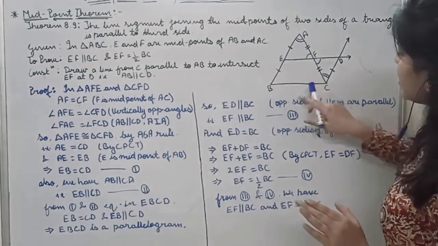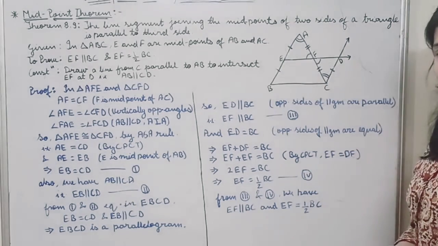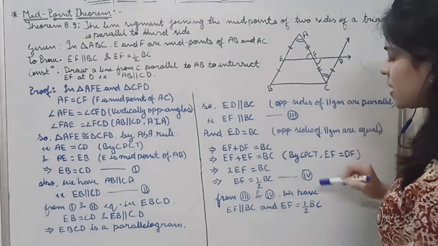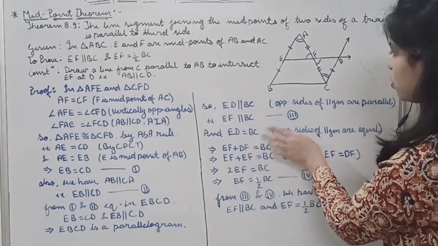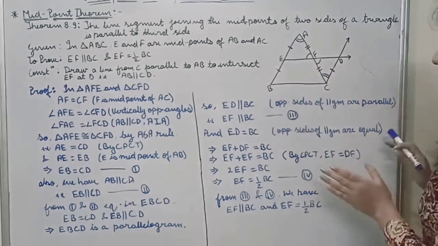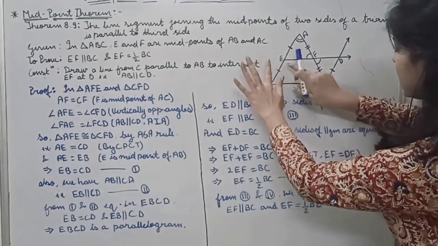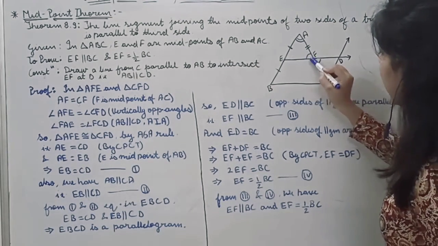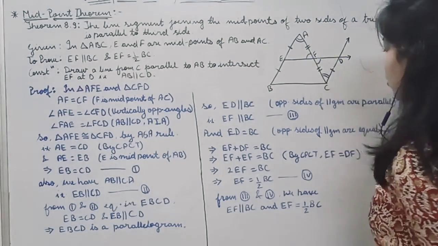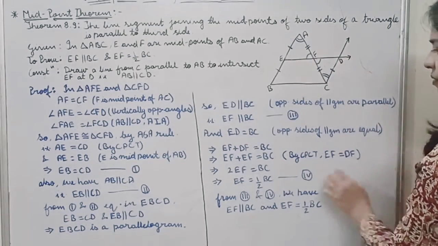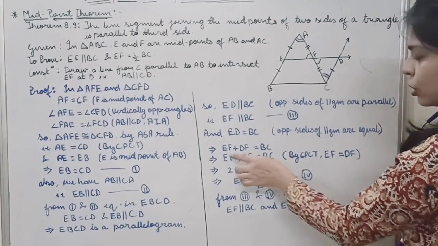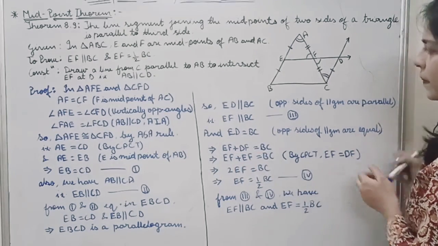Also EBCD is a parallelogram, so opposite sides will be equal. So ED is equal to BC. I said EF by mistake. And from the figure we can clearly see that the length of ED is the sum of EF and DF. So we can split ED as EF plus DF. So EF plus DF is equal to BC.